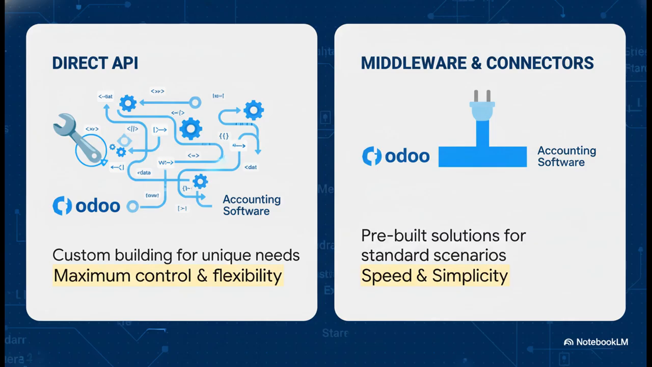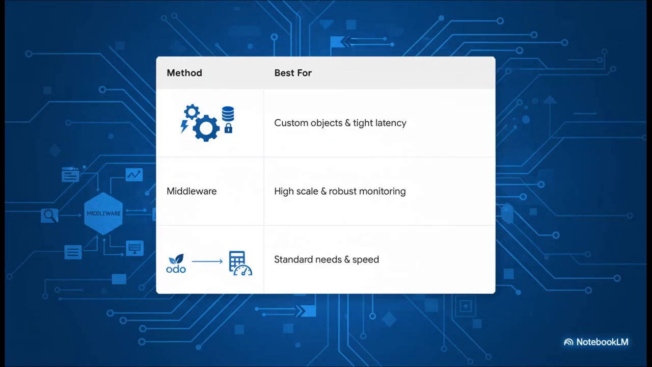On the other hand, you can use a pre-built solution, like middleware or a connector. This is more like using a prefabricated bridge. It's way faster and simpler if your needs are pretty standard. So how do you choose which one's right for you? Well, this slide makes it pretty simple. If you've got a lot of custom fields and unique things going on in Odoo, or you need that data to sync literally instantly, that direct API is probably your best friend. Now, if you're dealing with massive scale, tons of data, multiple systems, and you need serious monitoring, that's where middleware shines. And if you're just thinking, look, my needs are basic, I just want this done fast, then a connector is for sure your quickest win.